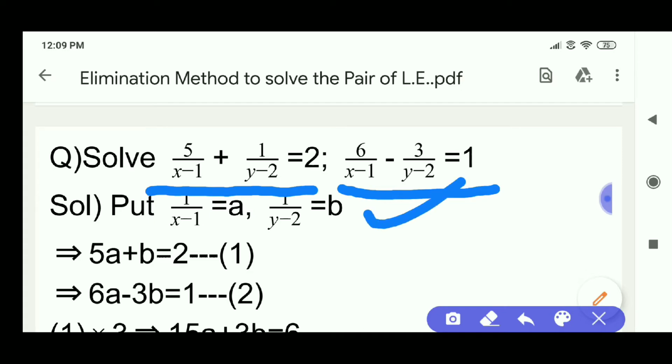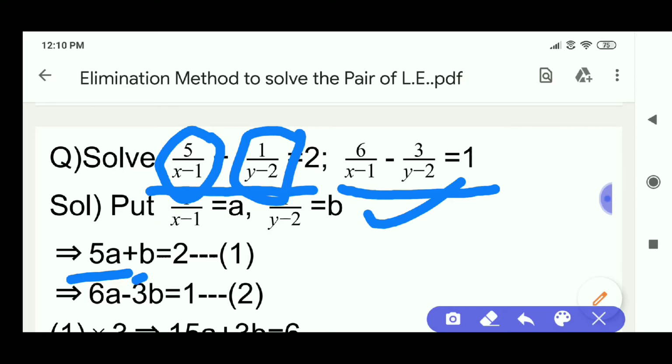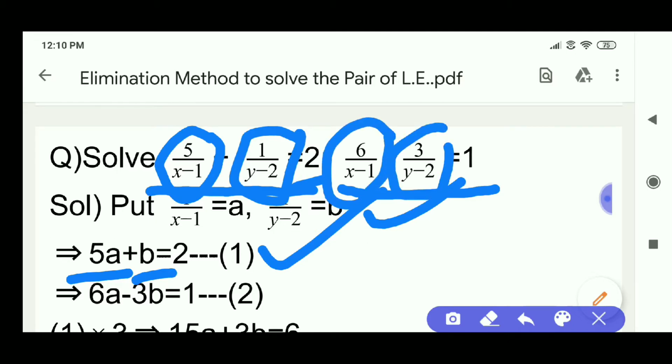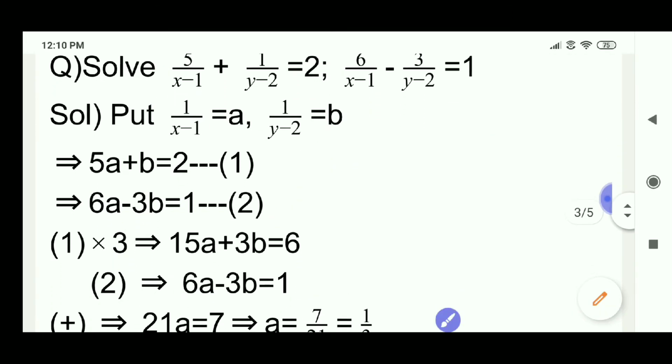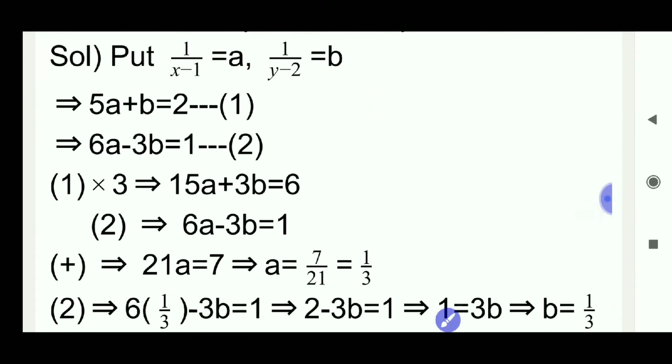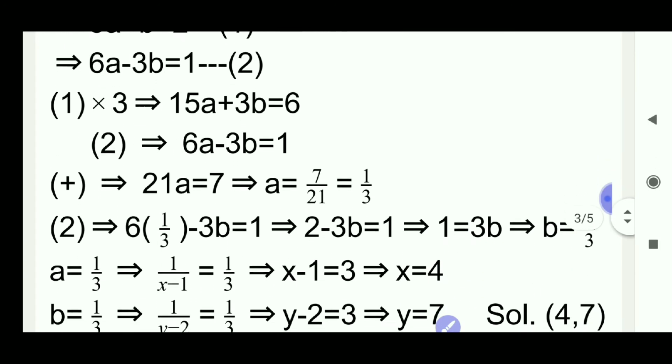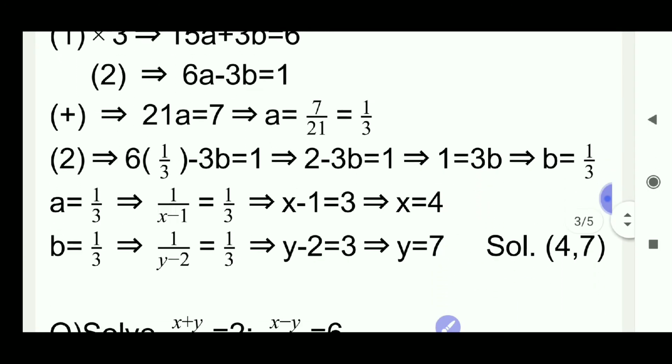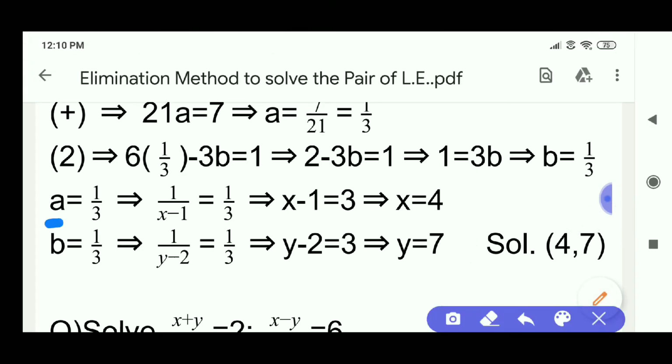By this substitution, the equations become 5a plus b is equal to 2. This is the first equation. And the second equation becomes 6a minus 3b is equal to 1. By elimination method, we can solve these two equations and we get a is 1 by 3 and b is also 1 by 3.